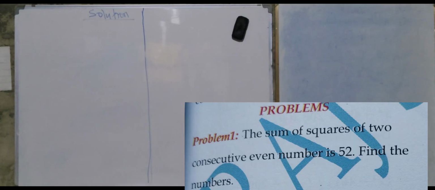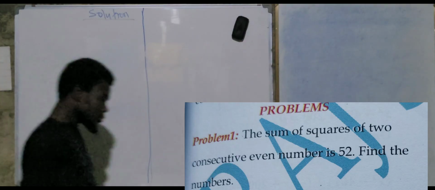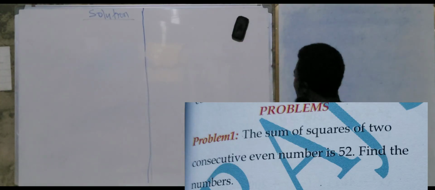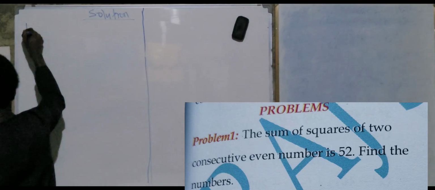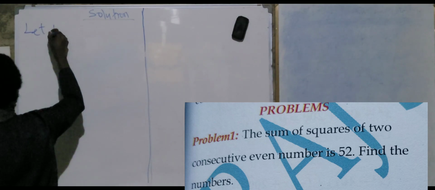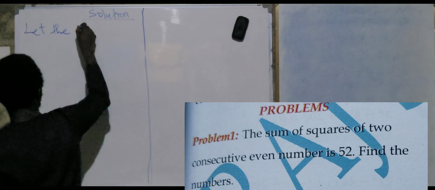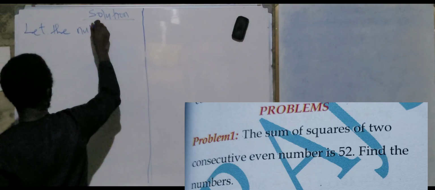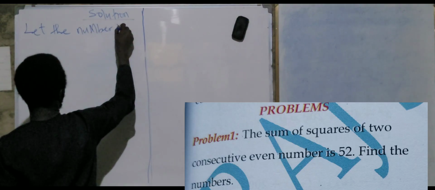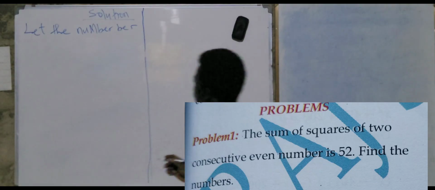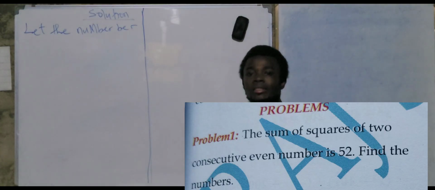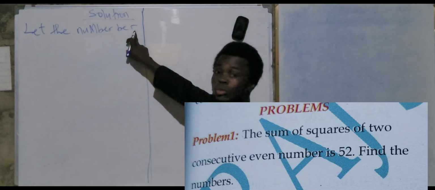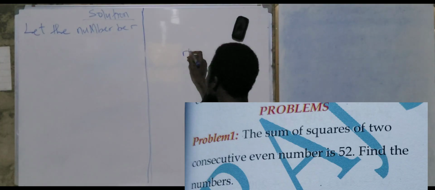Now look at this: two consecutive, sum of squares. Let the number be r. If we have two consecutive squares, not one, if we choose r, what do we have? You have r squared. The sum is what?